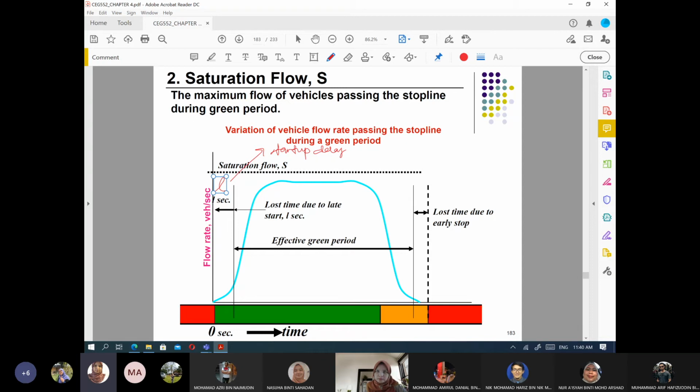Start-up delay, for example as I said earlier, someone playing with their handphone, or maybe elderly people who can't see the green or red light clearly. So they are slow to react when the green light turns on. So they might have this lost time here. This gap will have lost time. Okay, so this is what we call start-up delay.